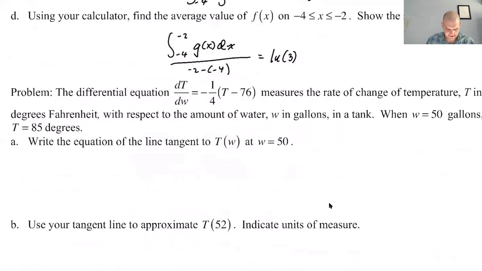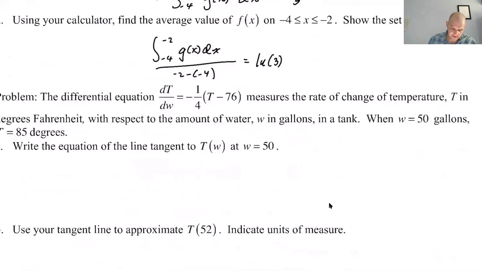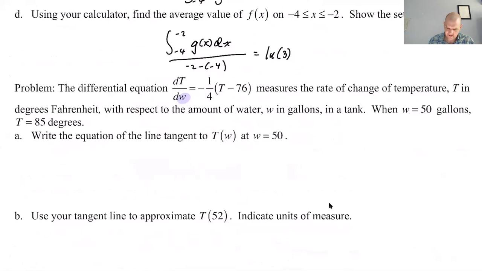Differential equation dT/dW is -1/4 quantity T minus 76. As you look at this problem, the independent variable is W. There is no independent variable on the right-hand side, which means definitely we're doing separation of variables. It measures the rate of change of temperature T in degrees Fahrenheit with respect to the amount of water W in gallons in a tank. When W is 50 gallons, T is equal to 85 degrees.